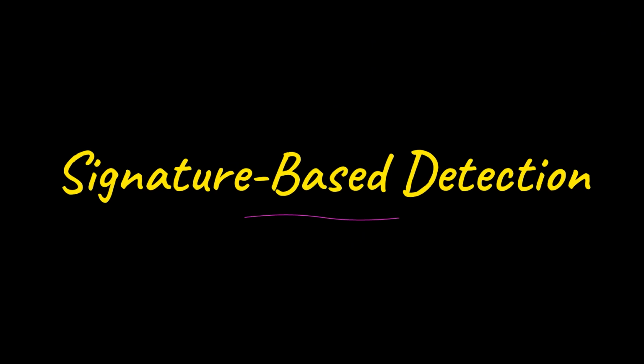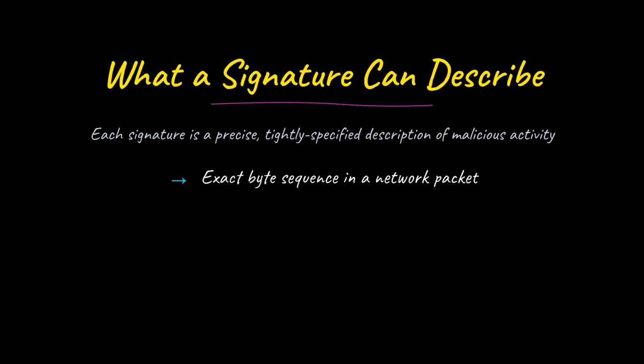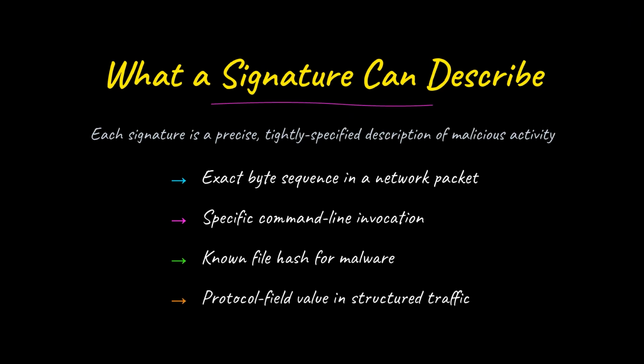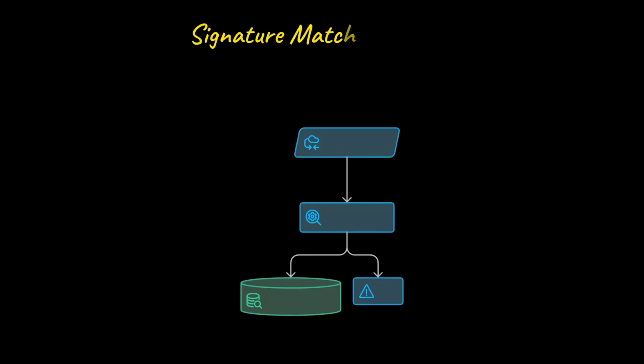Signature-based detection is one of the oldest and most widely deployed intrusion detection methods. It works by comparing observed activity against a curated database of known attack patterns and firing an alert whenever a match is found. A signature can take many forms. It might be an exact byte sequence inside a packet, a specific command line string, a file hash tied to known malware, or a value in a particular protocol field. Because each signature is tightly specified, the approach produces very few false positives.